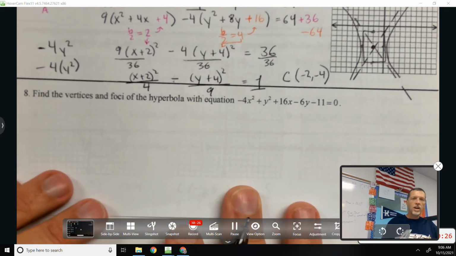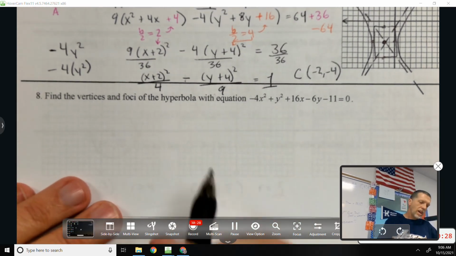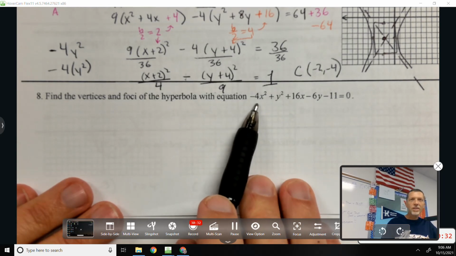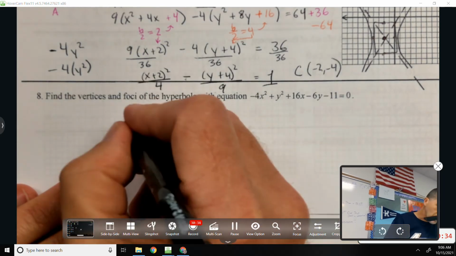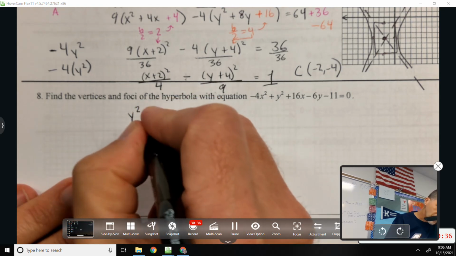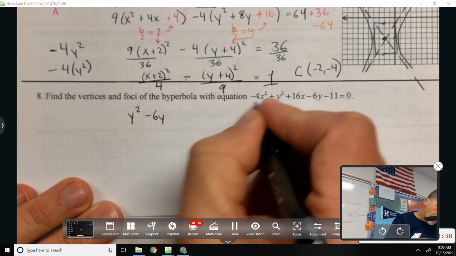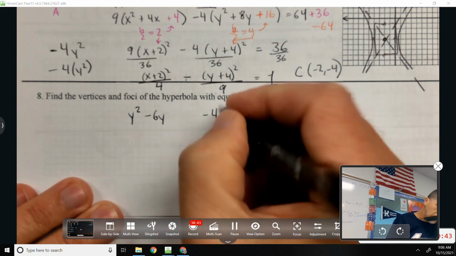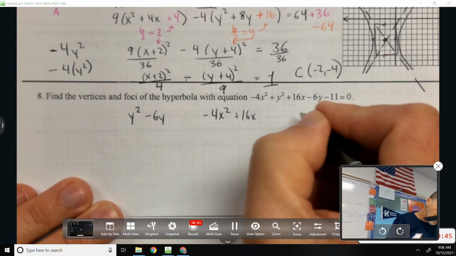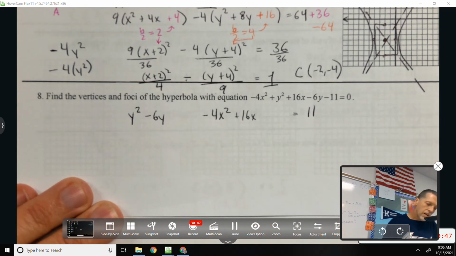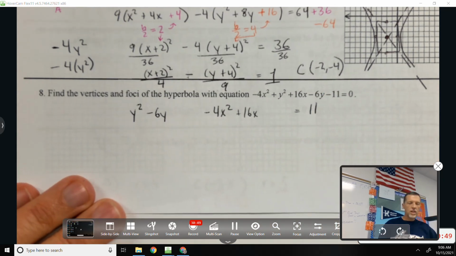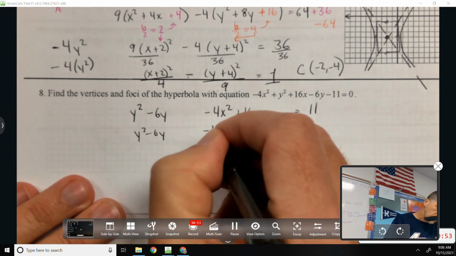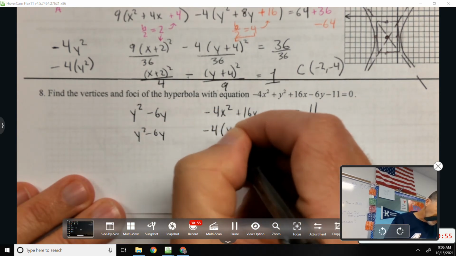And then number 8. With 8, we're going to see how you handle minus signs because it's a little bit out of order. I want the positive thing first, so I'm going to list the y squared first. And then do the x stuff because I want the negative stuff second. So factor out a negative. That leaves x squared minus 4x.